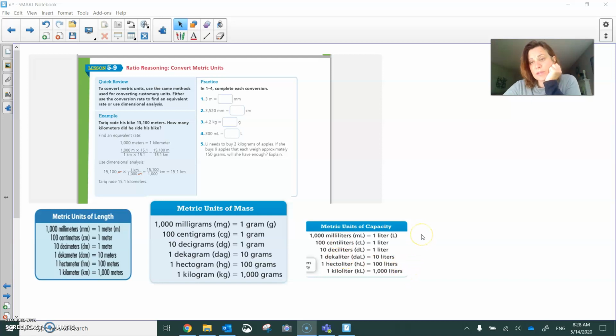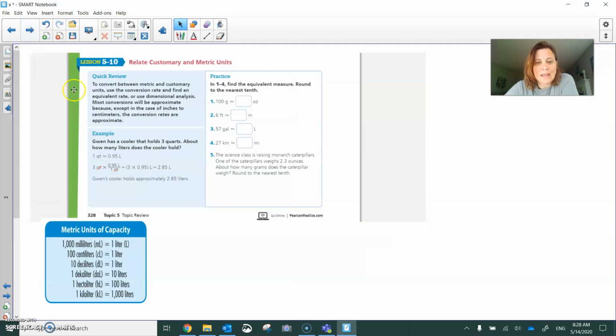If you don't, go to Pearson and instead of going to your assignments, go to Browse. Browse lets you go anywhere in the book that you want to go. So go to Browse, go to topic 5, and then go to lesson 9, and you can scroll through the pages and find them there. And then the same thing with topic 10.